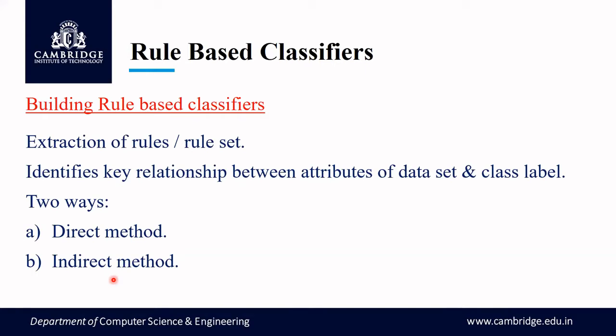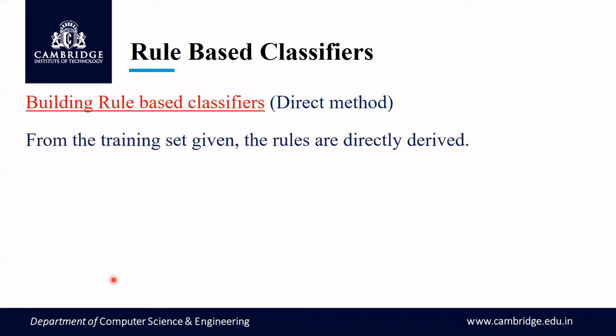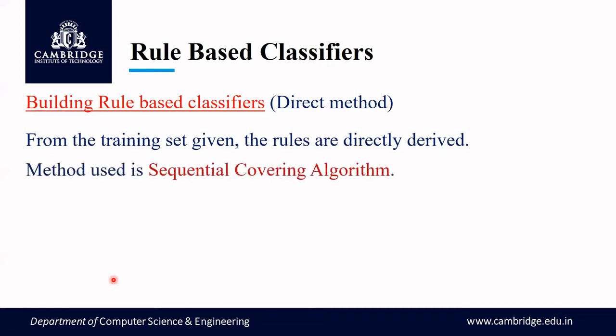Okay. So we'll first see the direct method, or the technique that we have with respect to the direct method of extracting the rule set, or extracting the rules. So here, from the training set given, we are going to extract the rules directly. For this, we are going to make use of the sequential covering algorithm. Now, what is this sequential covering algorithm? How are we going to extract rules using this particular sequential covering algorithm?